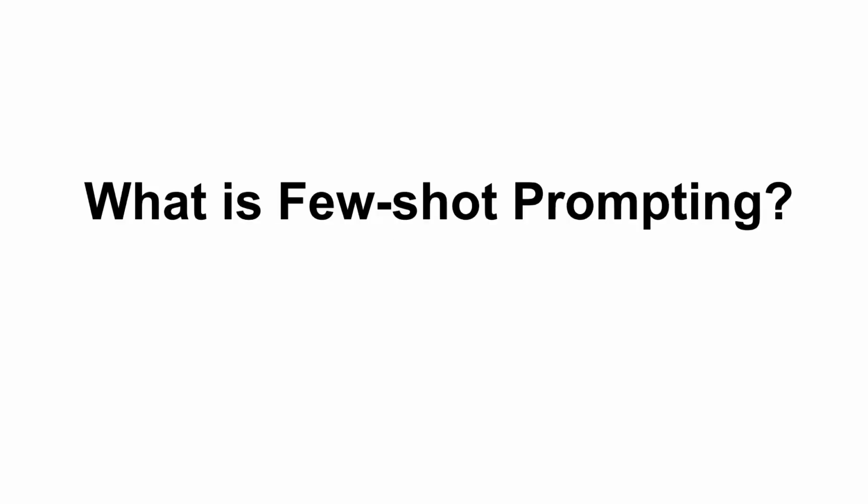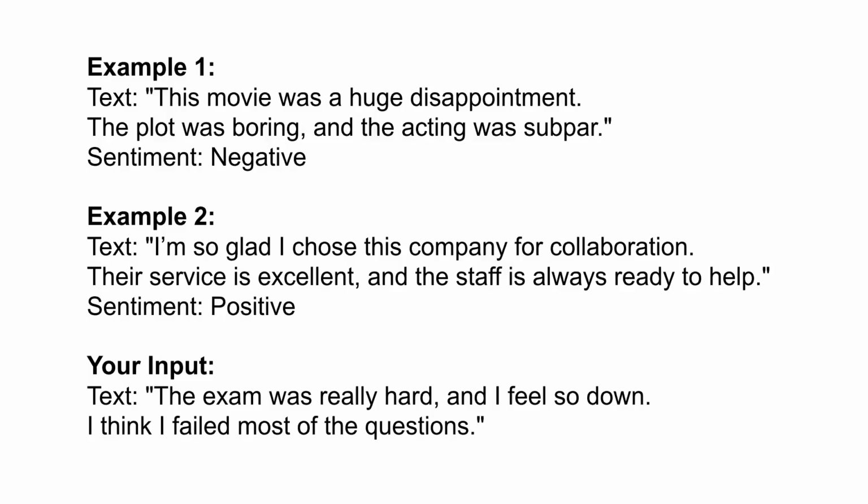Few-shot prompting allows you to provide a few examples so the model can understand the task before processing your main input. For example, if you want the model to determine the sentiment of a text, you provide it with a couple of examples. Example 1, text: "This movie was a huge disappointment. The plot was boring and the acting was subpar." Sentiment: negative. Example 2, text: "I'm so glad I chose this company for collaboration. Their service is excellent, and the staff is always ready to help."